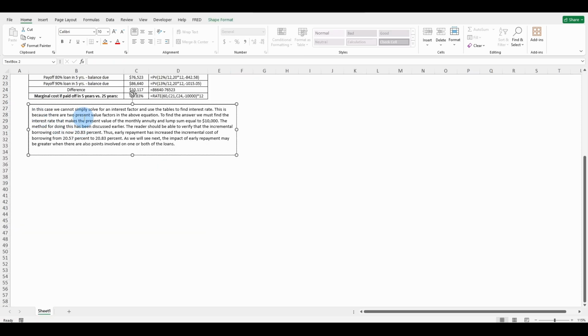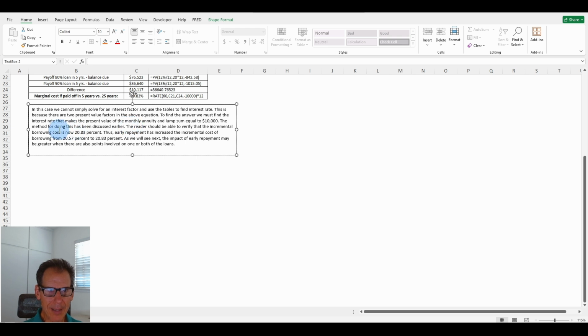In this case, we cannot simply solve for an interest factor and use the tables to find the interest rate. This is because there are two present value factors in the above equation. To find the answer, we must find the interest rate that makes the present value of the monthly annuity and lump sum equal to 10 grand. The method for doing this has been discussed earlier. The reader should be able to verify that the incremental borrowing cost is now 20.83%, as noted above here.